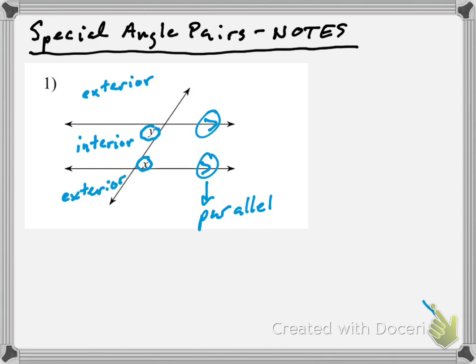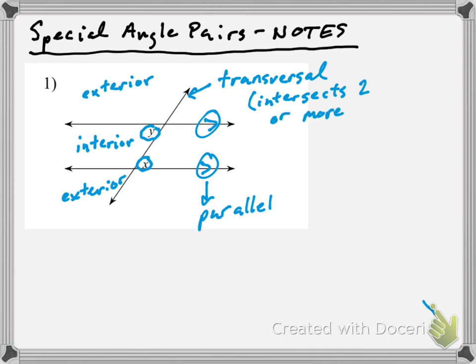Now, this line right here, that's called a transversal. A transversal intersects 2 or more lines. So, the transversal intersects these 2 parallel lines. As you can see, it intersects them here and here. All right, so here's what we have.